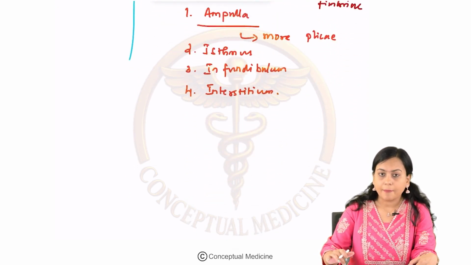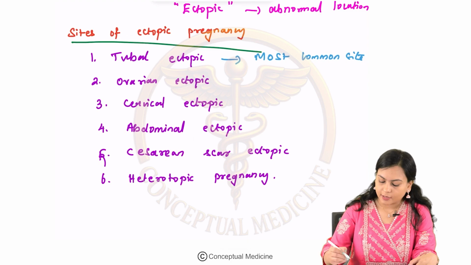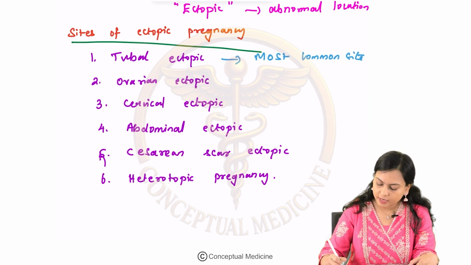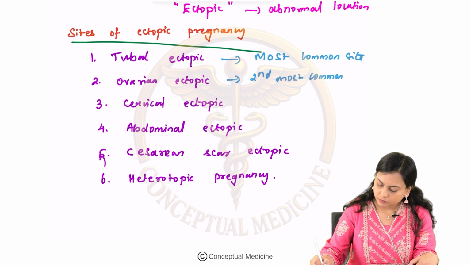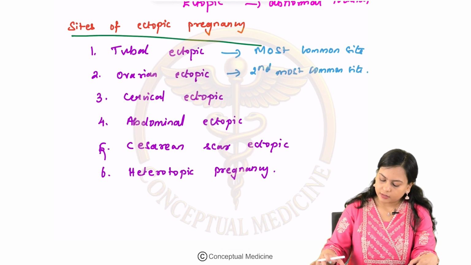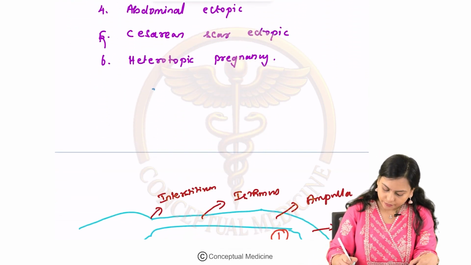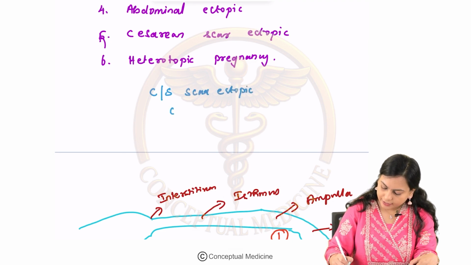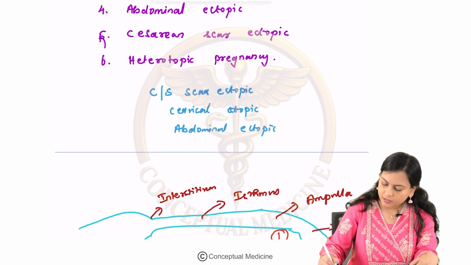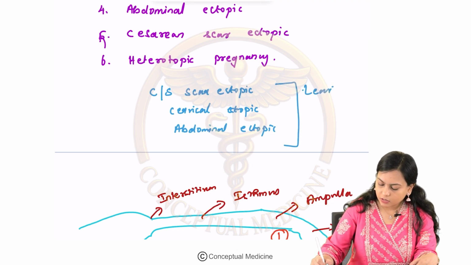Now, apart from tubes, the next most common site is the ovaries. So ovarian ectopic is the second most common site. And the least common types of ectopics include cesarean scar ectopic, cervical ectopic, and the abdominal ectopic. So these are the least common sites of ectopic.